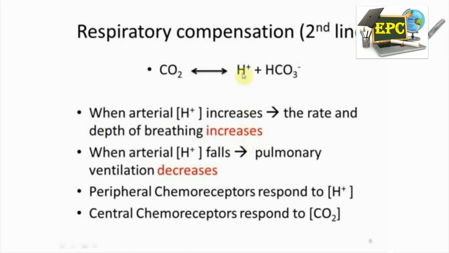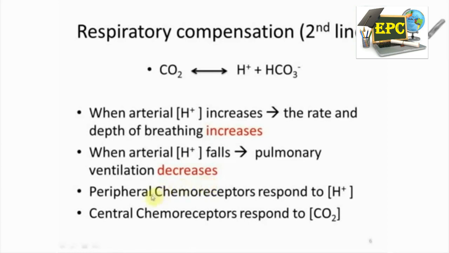And what about if the hydrogen ion concentration goes down? What's going to happen is we're going to keep most of the CO2 in our body, and we're going to move the equation to the right so we can increase the hydrogen ions. So our pulmonary ventilation will decrease. Now, the respiratory compensation works, however, only within certain ranges.